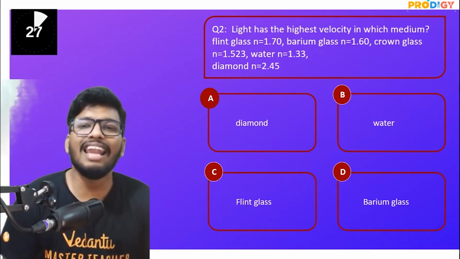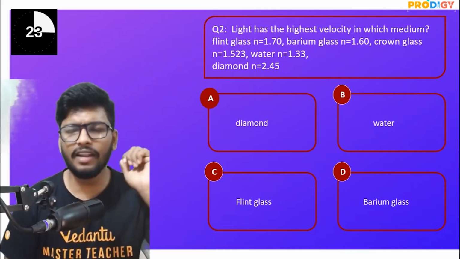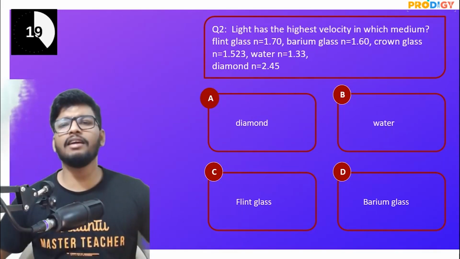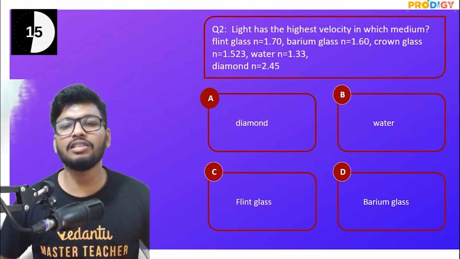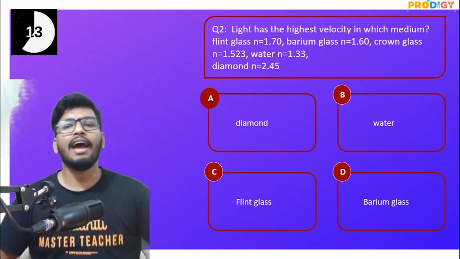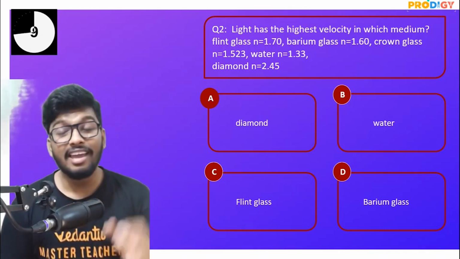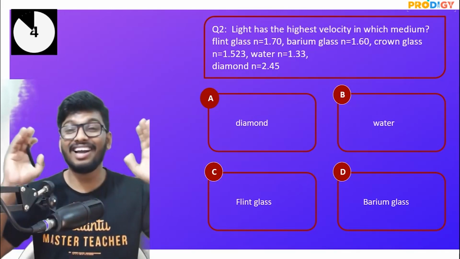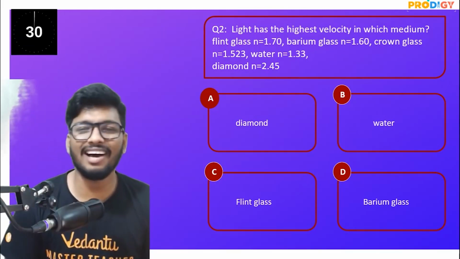Here it is. Light has the highest velocity in which medium? In flint glass, the refractive index is 1.70. In barium glass, the refractive index is 1.60. In crown glass, it's 1.523. And in water, it's 1.33. And in diamond, it's 2.45. In which of these is the speed of light maximum, or it has the highest velocity, right? Options are diamond, water, flint glass, or barium glass.